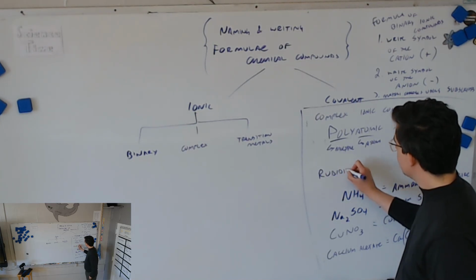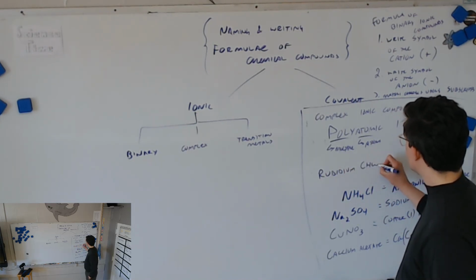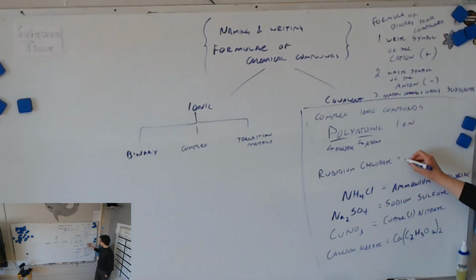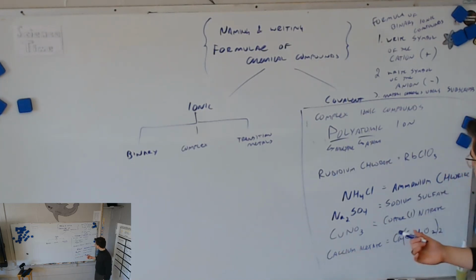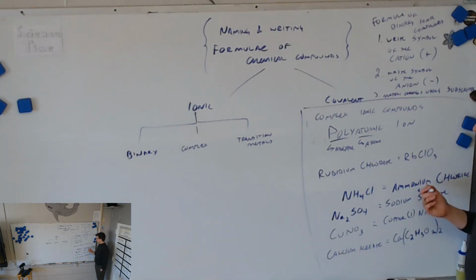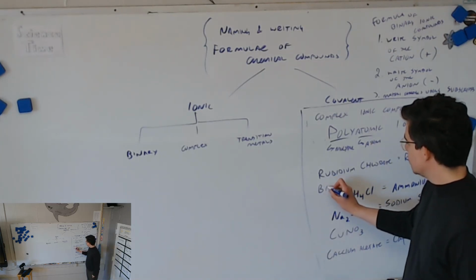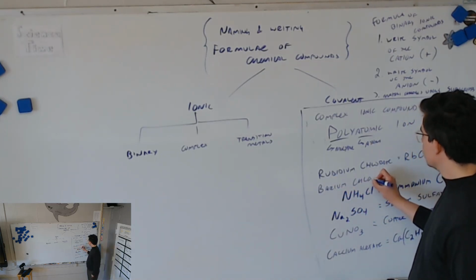Rubidium. Chlorate. R-B, you're close. What's chlorate? ClO3. What's the charge on the chlorate? -1, so what do I have to multiply it by? What's the charge on the rubidium? Rubidium is plus 1. Oh, you're right. Never mind. Let's do this one now. This is what I meant to do. Barium chlorate. There we go.